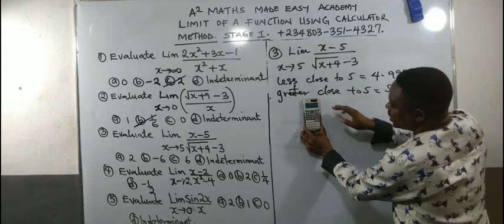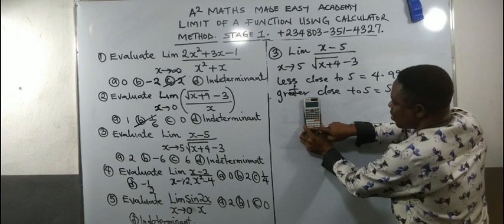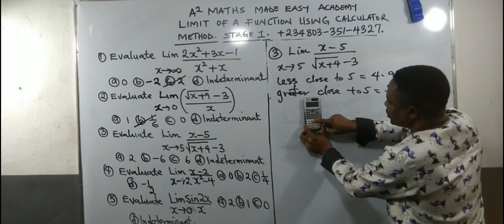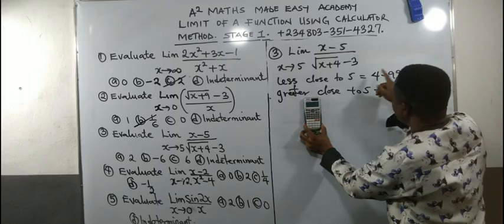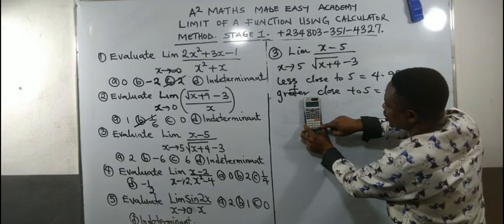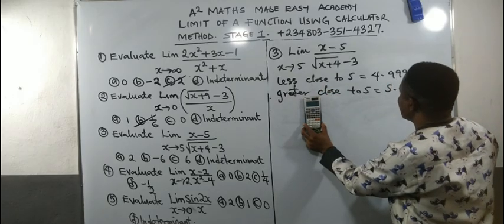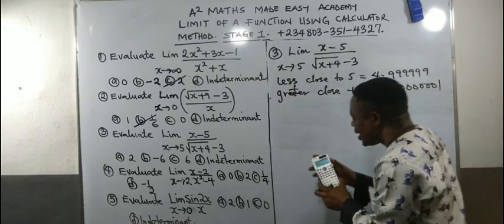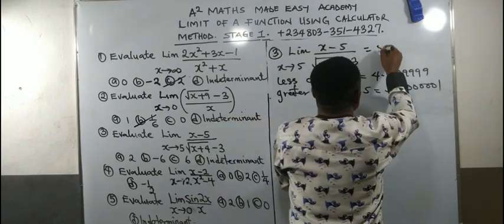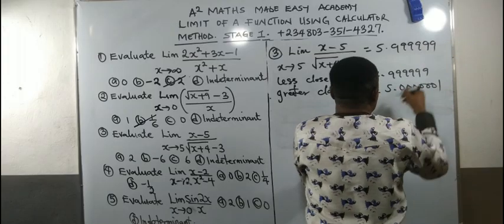Remember, it is still on x question mark. What is the value? 4 point, to how many decimals? Let's say 6: 1, 2, 3, 4, 5, 6. That is 99999. Then punch equal to. Look at the answer. The answer is 5.99999. Wow. So when it is less than, the answer we got here is 5.99999. Am I communicating now?